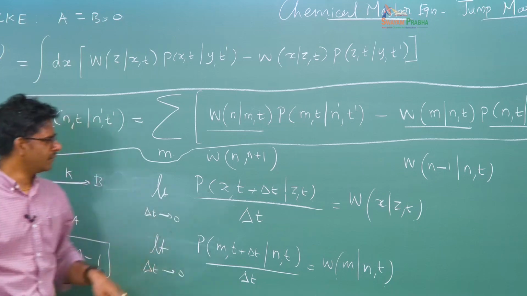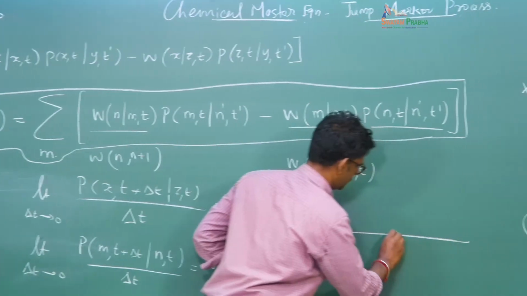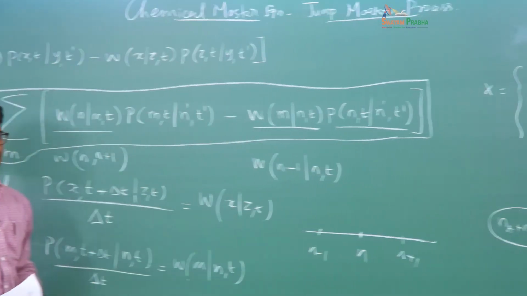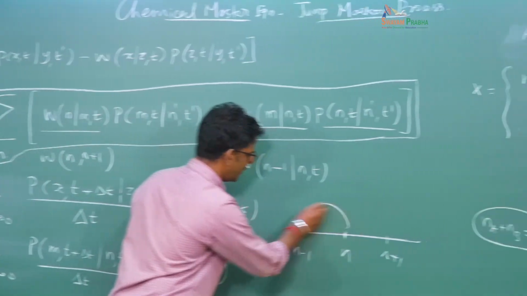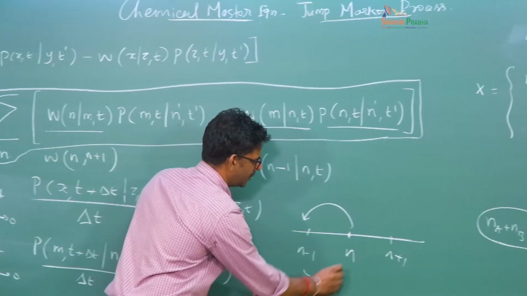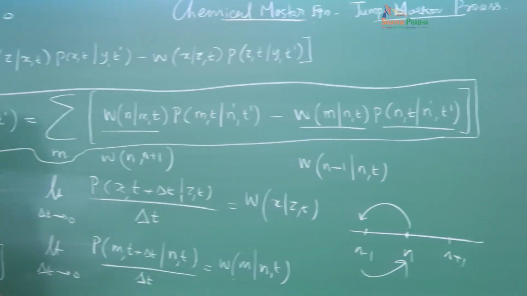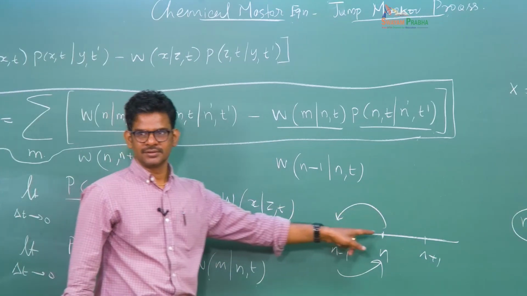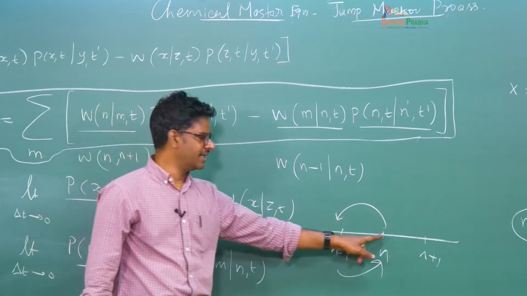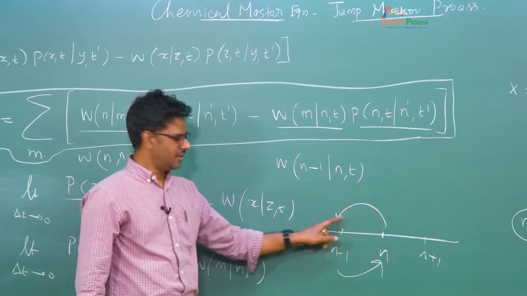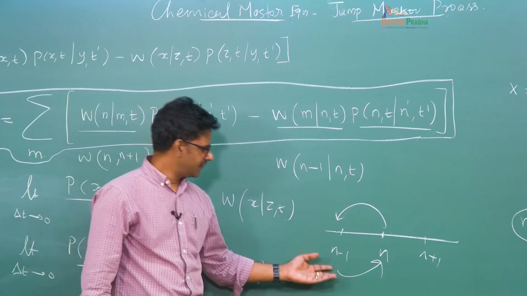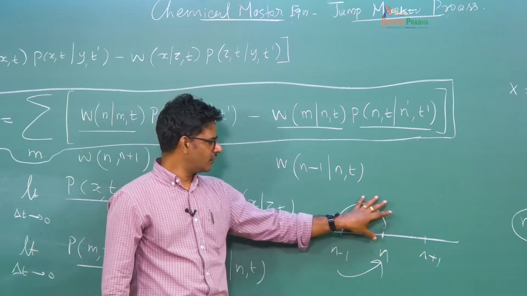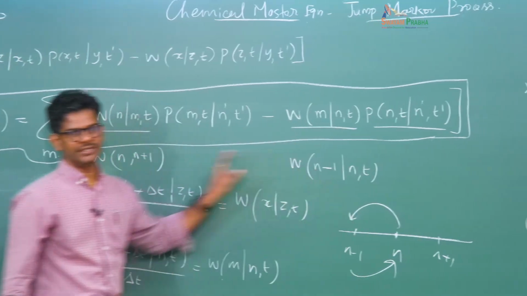When I was writing this, suppose I am at n, this is n plus 1 and this is n minus 1. The possible events are that either you can go this way or you can go this way. So when I look at this jump, the probability is destroyed. The probability of finding a particle at m is decreased whenever this jump happens. Whereas when the state is at n minus 1, a reaction can lead to formation of n. This is a creation of the state.